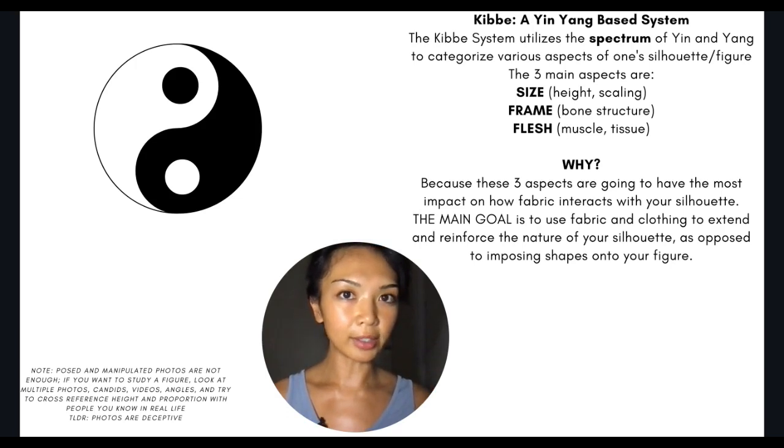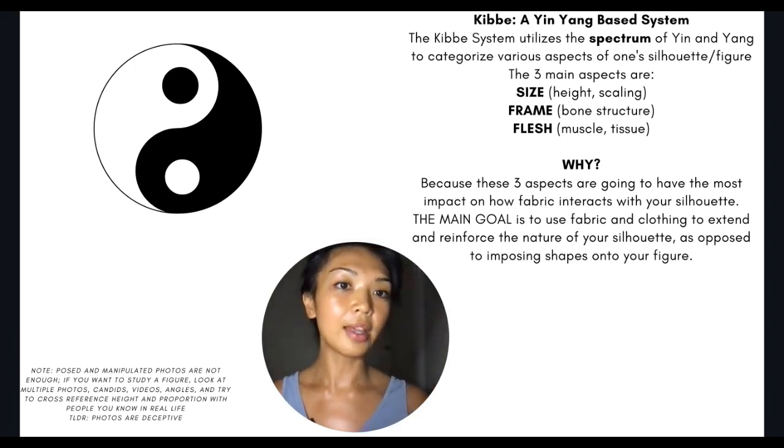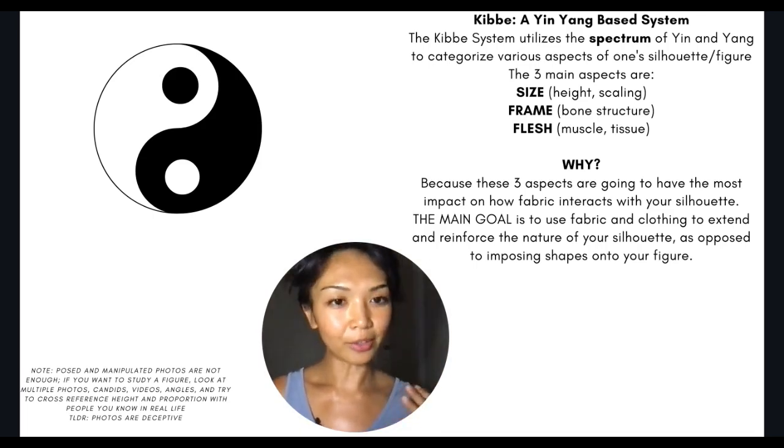Alright, so before we get into the classic family or any examples, let's briefly go over the foundational ideas behind the Kibbe system. The Kibbe system uses the spectrum of yin and yang to diagnose three main aspects of one's silhouette. Those aspects are size, or your height; scaling, your frame or your bone structure, your skeleton; and last, flesh, your muscle, your tissue, what goes on top of your bones.